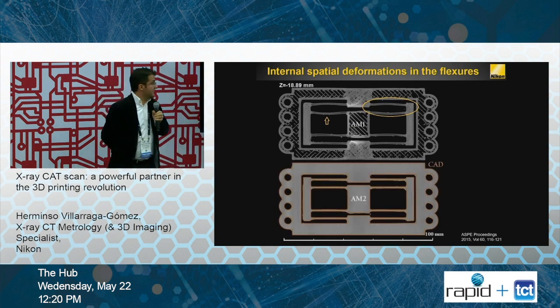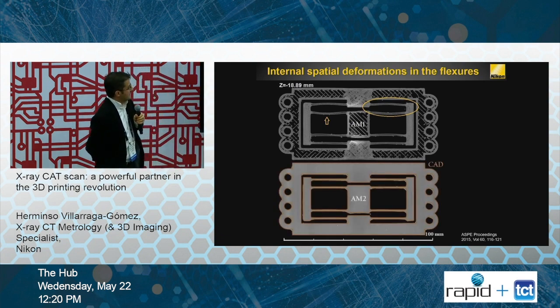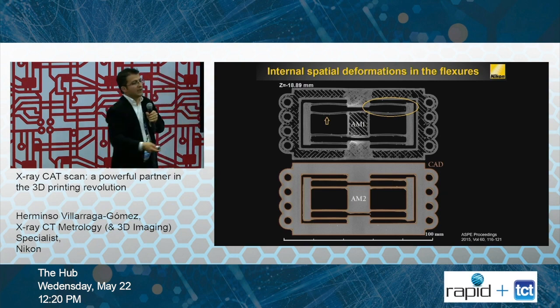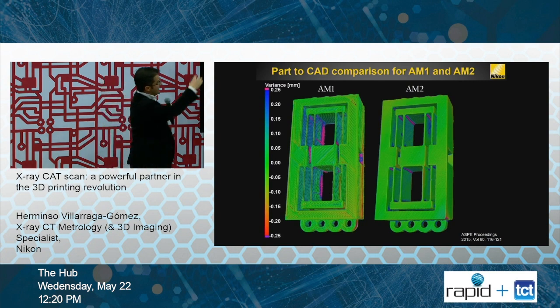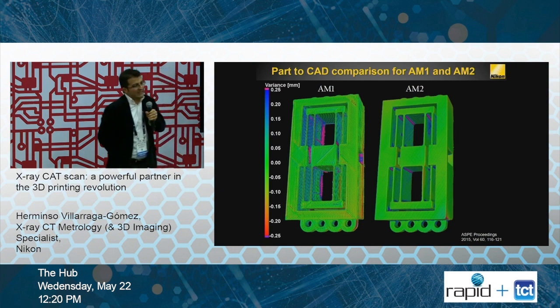They are not in this case. And if you improve your process from additive manufacturing 1 to additive manufacturing 2, then you get improvement. And you can check that with the part to CAD compare. You see that process 2 is much better, but still there are things missing at the corners. We all know that the corners are very challenging for this type of technologies.